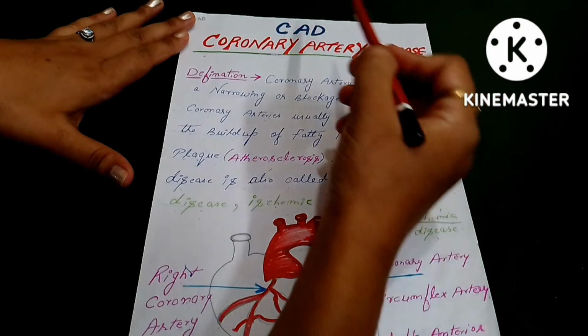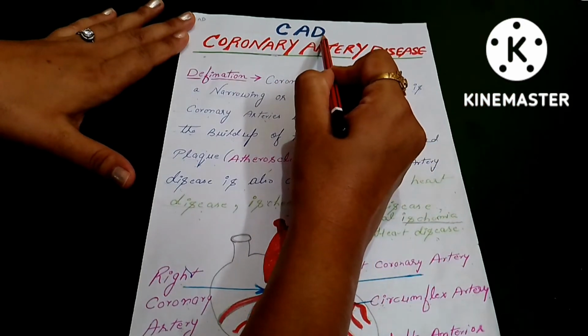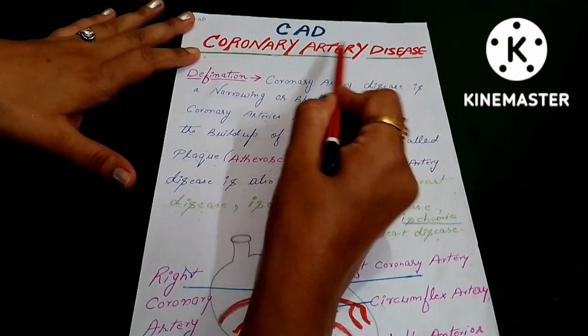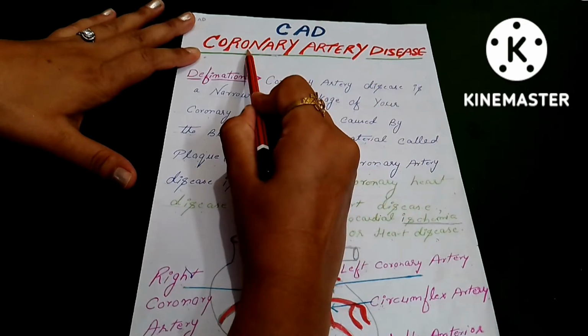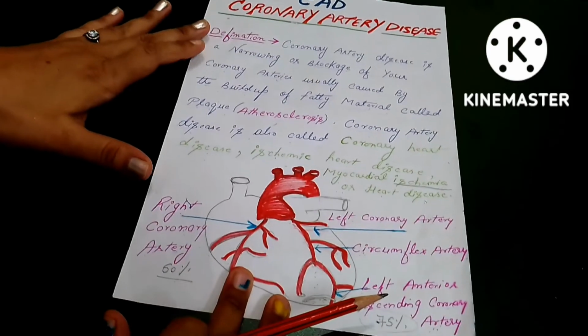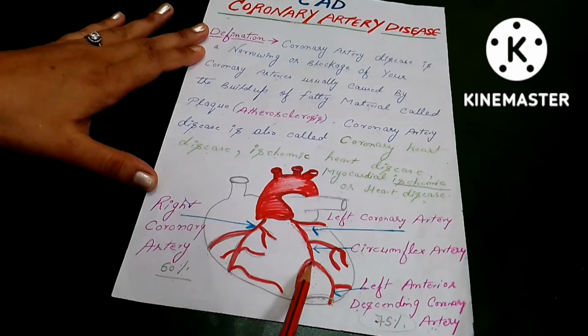So we are dealing with CAD. CAD is coronary artery disease. First we will discuss the term coronary artery. Coronary arteries are mainly in our heart.